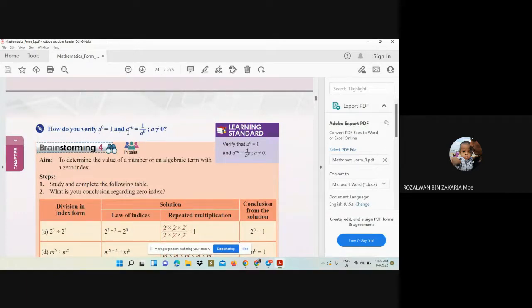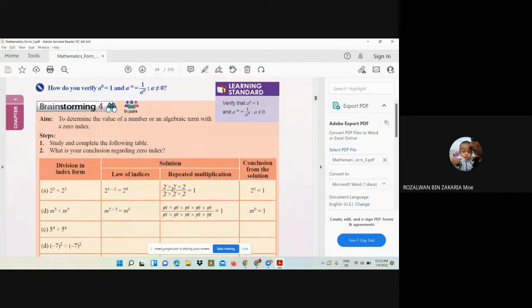and a power of minus n equal to 1 over a power of n, and the value of a is not equal to 0. Then the learning standard for this one is verify that a power of 0 equal to 1 and a power of minus n equal to 1 over a power of n, and the value for a not equal to 0.